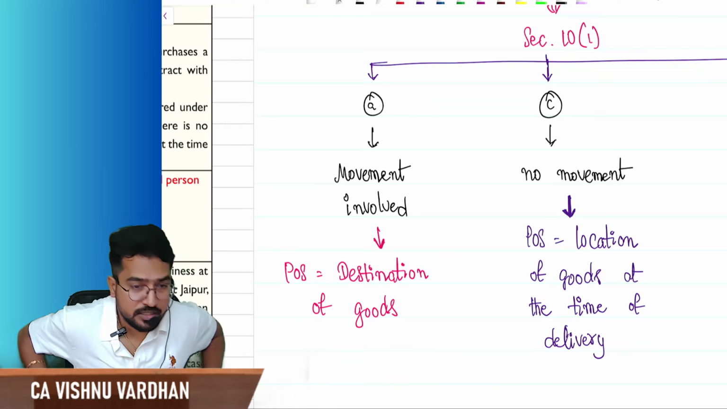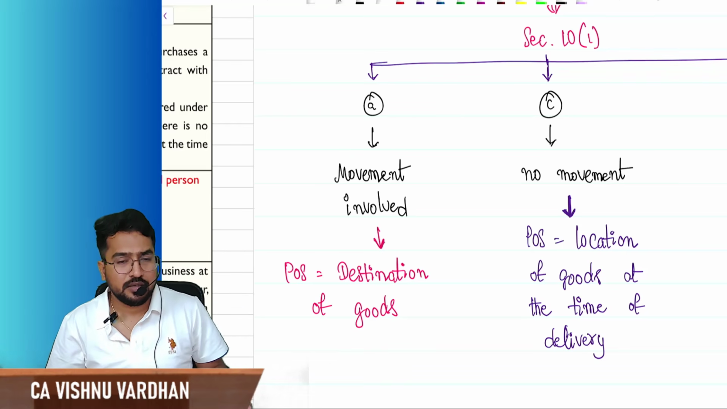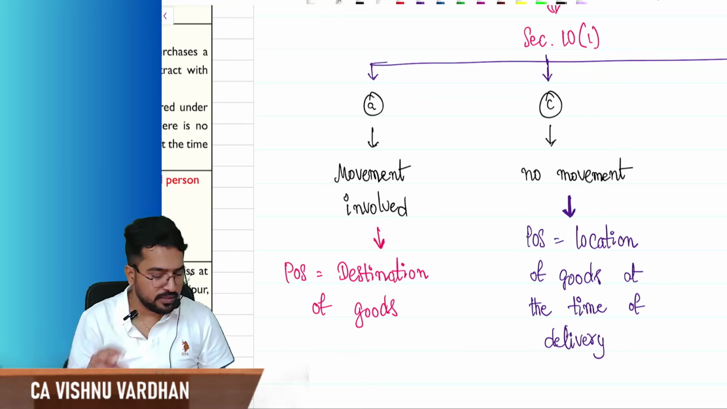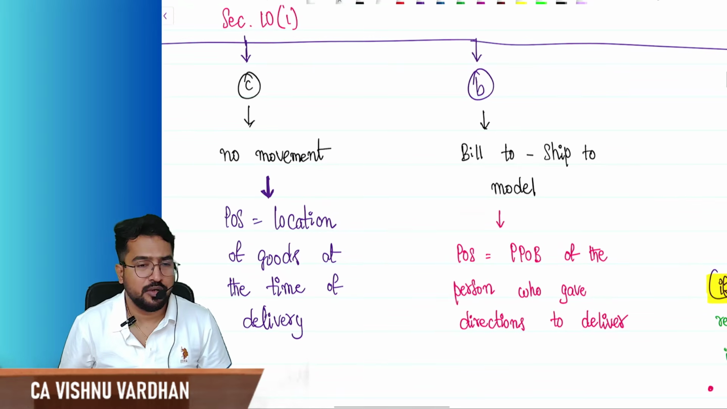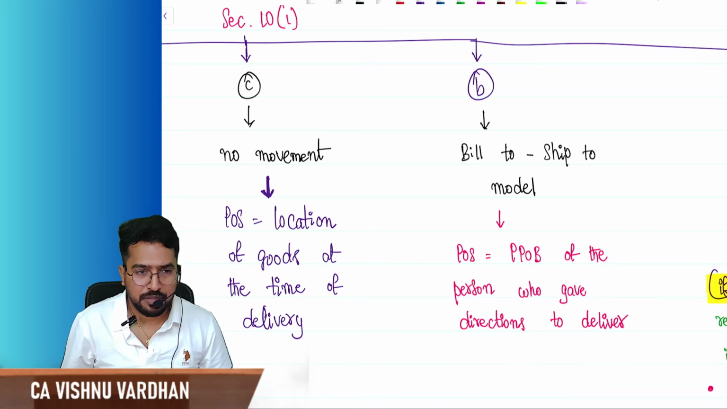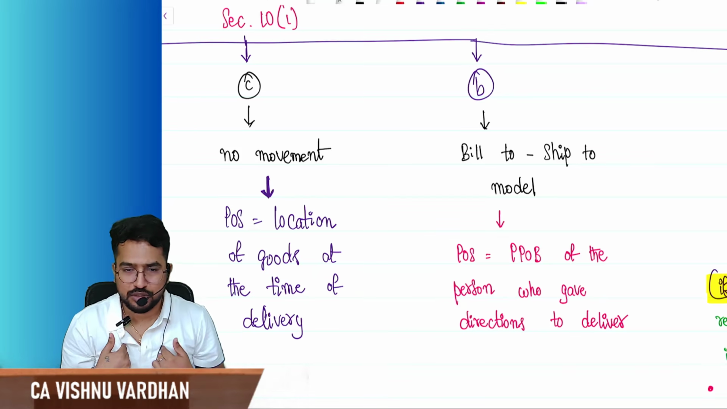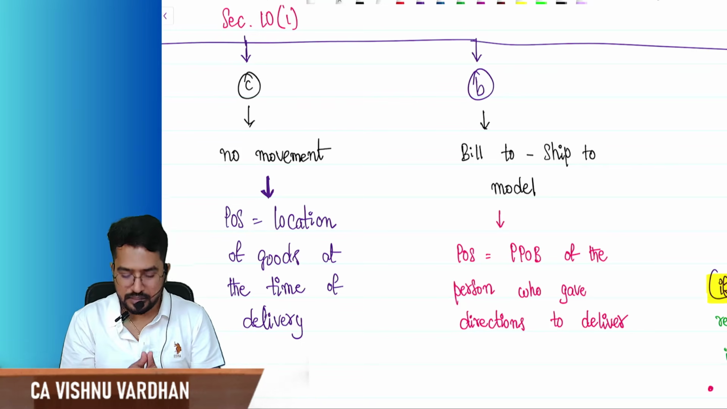After this, there was some other thing. In 10.1b, I told you that movement is done on the directions given by a third person. I just forgot to tell the technical name. What is the technical meaning? Bill to ship to model. Do you remember? Billing is done to one address, shipping is done to another address. Girls are billing to Vishnu, shipping to boys in Chennai. Correct? In that case, we have seen 10.1b.